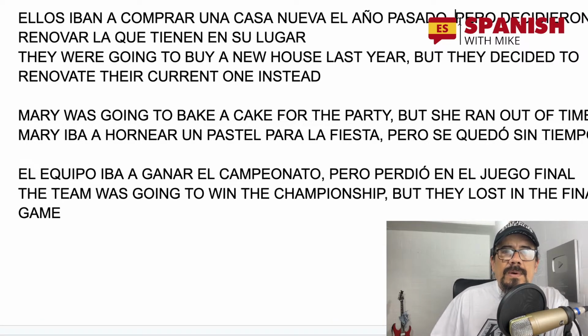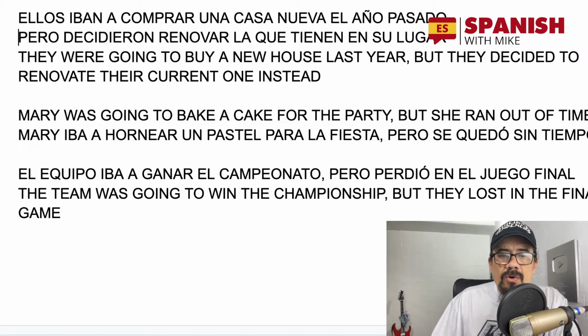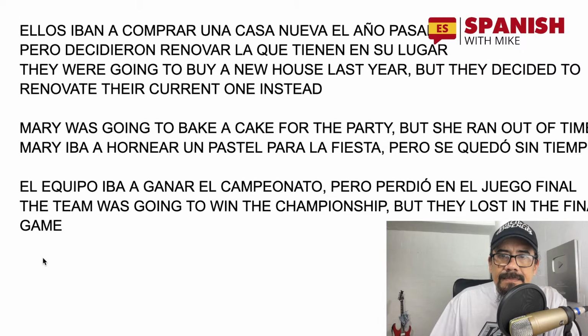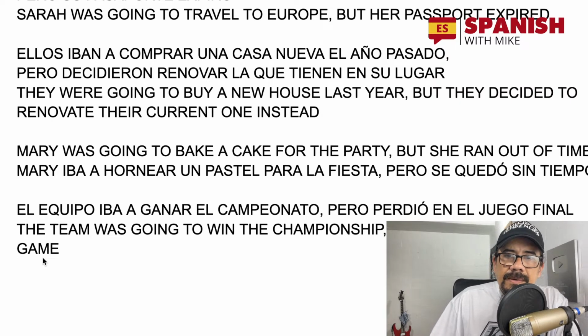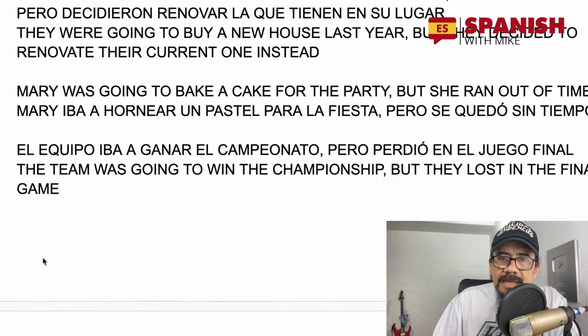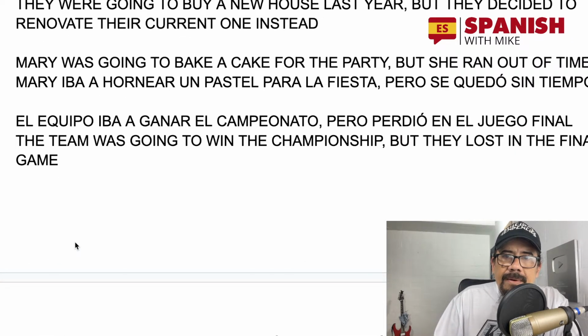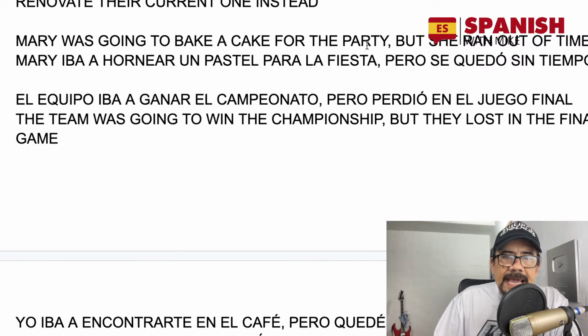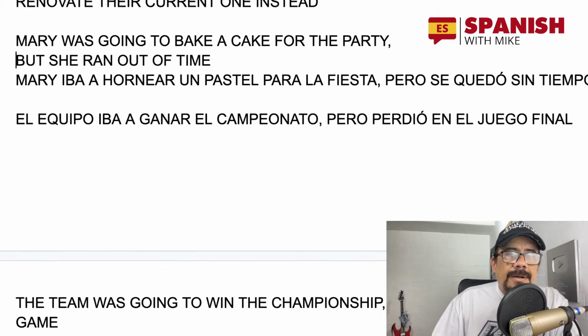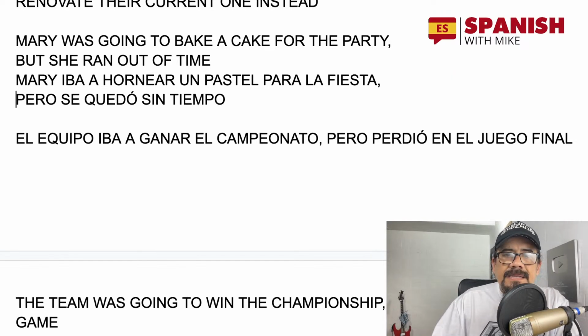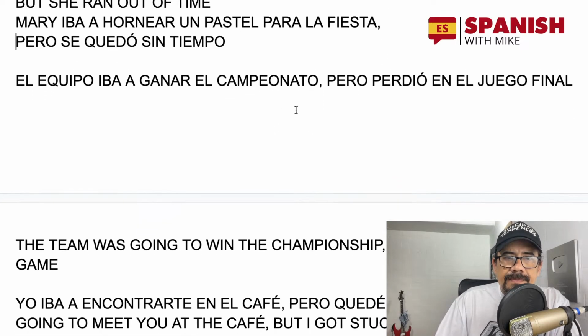Ellos iban a comprar una casa nueva el año pasado, pero decidieron renovar la que tienen en su lugar. They were going to buy a new house last year, but they decided to renovate their current one instead. Mary was going to bake a cake for the party, but she ran out of time. That means Mary iba a hornear un pastel para la fiesta, pero se quedó sin tiempo.